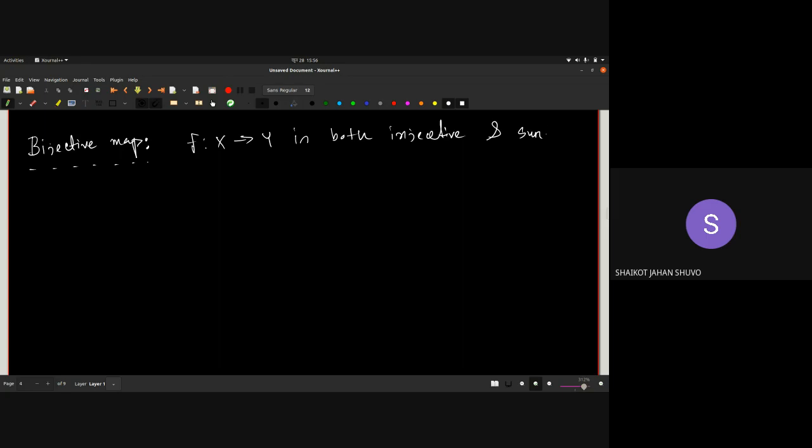Okay, so now that we're done with injective and surjective ones, let's consider the last thing, that is a bijective map. So if your map is both injective and surjective, then it is called a bijective map.